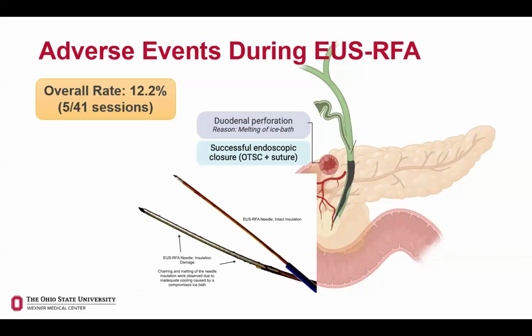And here you can see 2 needles. The needle at the bottom is the one we used in the case, and you can see the insulation is completely charred, so you have a long 4-centimeter needle exposed. It caused a duodenal perforation, and also caused pancreatitis. We were able to manage this non-surgically, but the key learning point was that we included the ice bath in the timeout, and also a middle-of-the-procedure timeout to check on the ice bath.